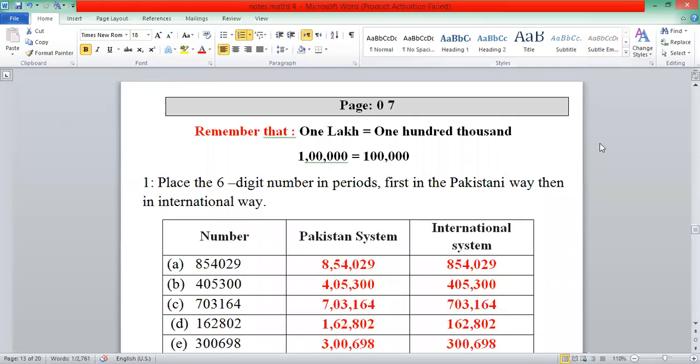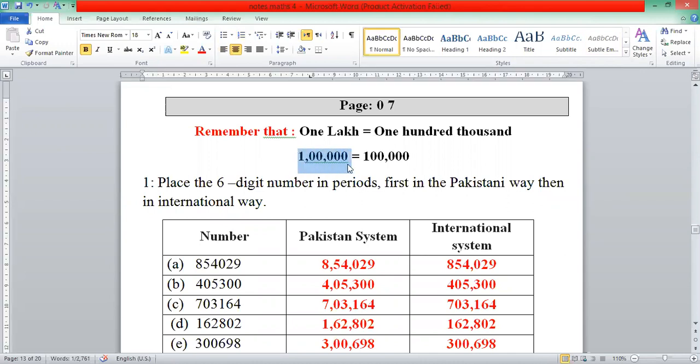Now look at the solution on page 7. First of all, remember that 1 lakh is equal to 100,000. How do we write 1 lakh in digit form? 1 with 2 zeros, then with 3 zeros. And 100,000, write 100 with 3 zeros. Here we have two portions. Here we have three portions. Place the 6-digit numbers in periods, first in the Pakistani way, then in the international way.